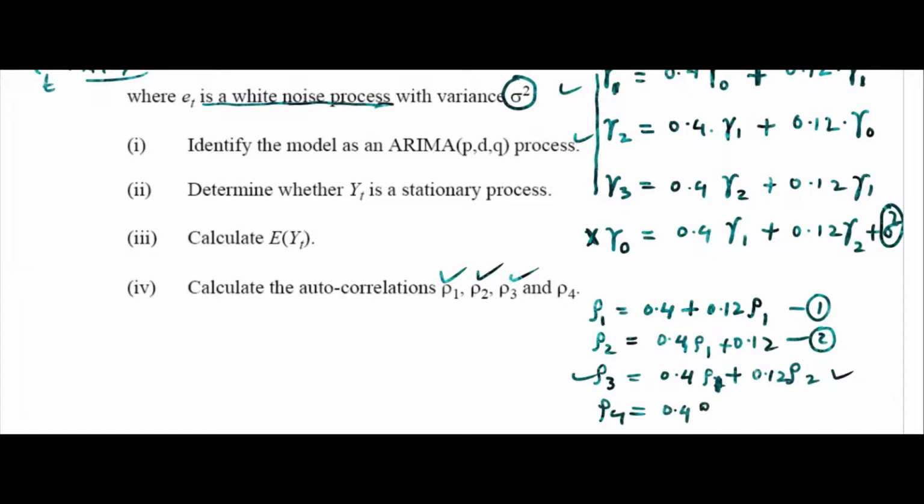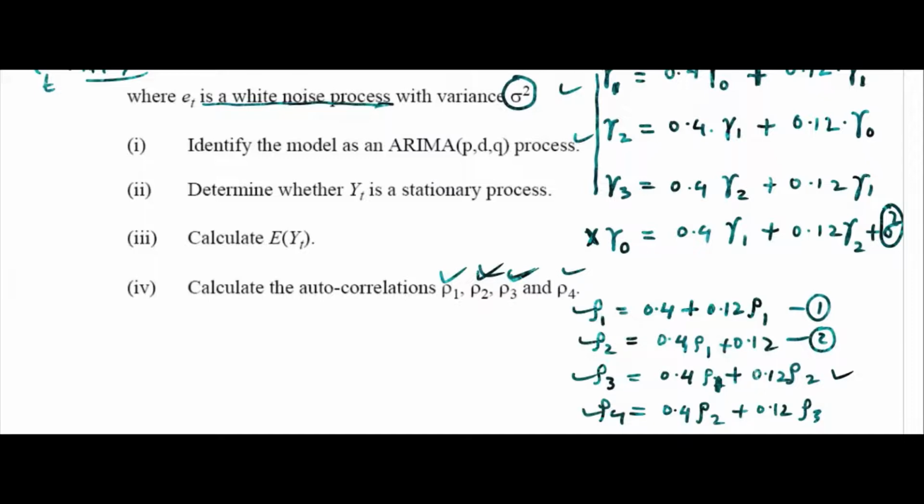0.4, rho 1 I have written here, I will write rho 2. Then 0.12, rho 2 I have written, I will write rho 3. Rho 2, rho 3 you got already here. You will get rho 4. If you want rho 5, you find rho 5 here. Express rho 5 in terms of rho 3 and rho 4. You put here, you will get this way.